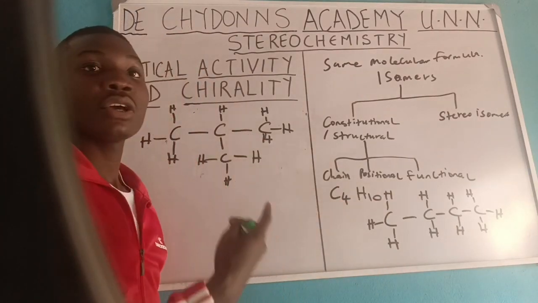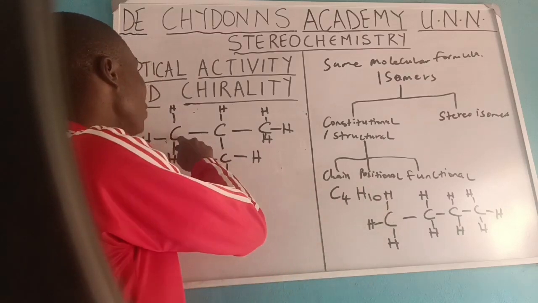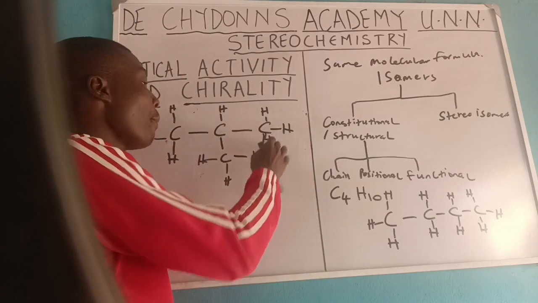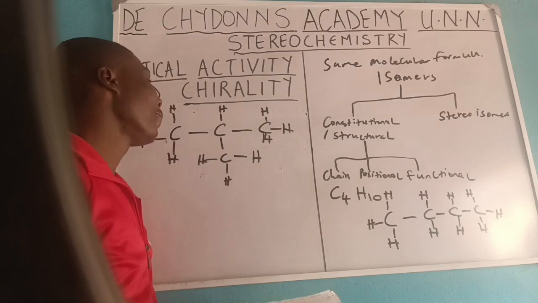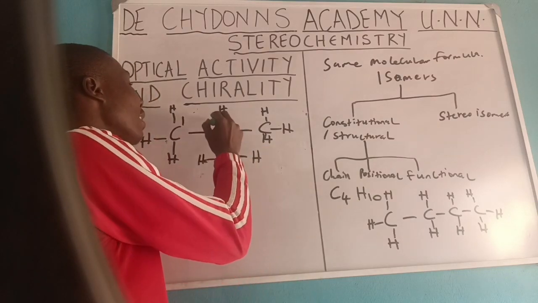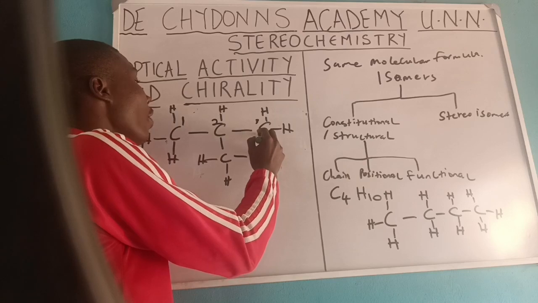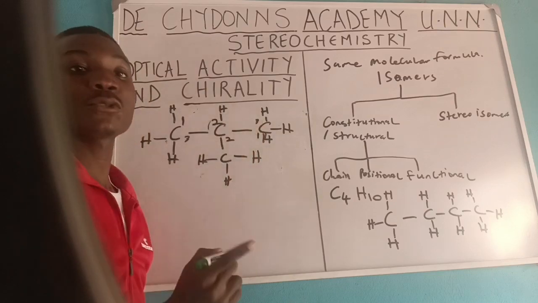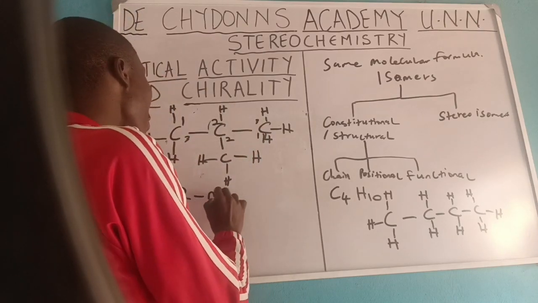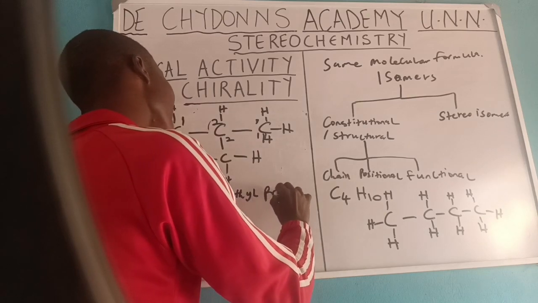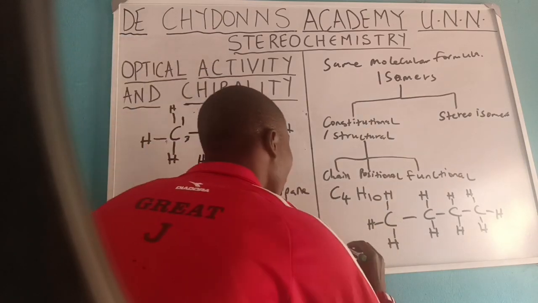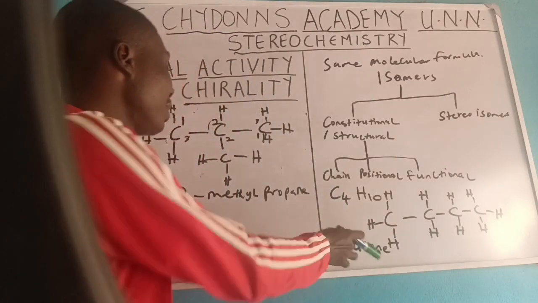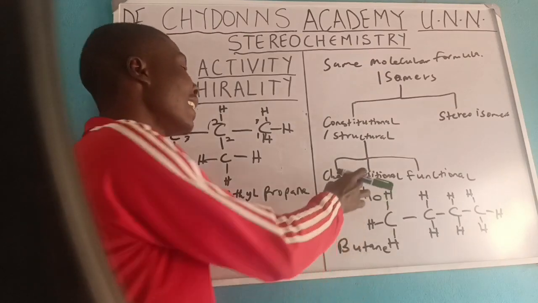For us to name this particular compound, you have to look at the longest chain. You can either go this way or go down this way, but it's 3 carbons that make up the longest chain. So this is propane, but we have a methyl group attached to carbon number 2, because we can number from here 1, 2, 3, or from here 1, 2, 3. So this compound is 2-methylpropane. Meanwhile, this compound is butane, or n-butane. So butane and 2-methylpropane are chain isomers.